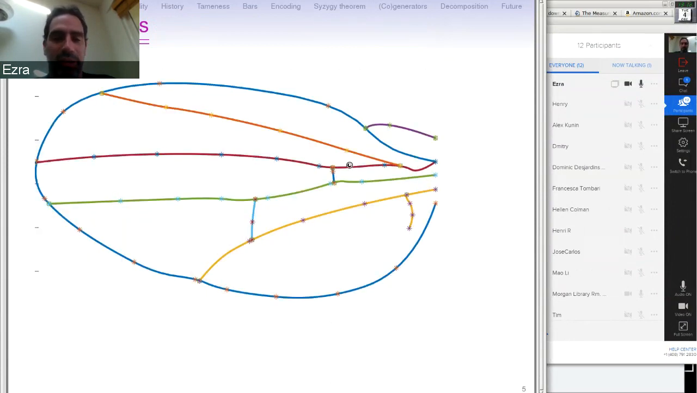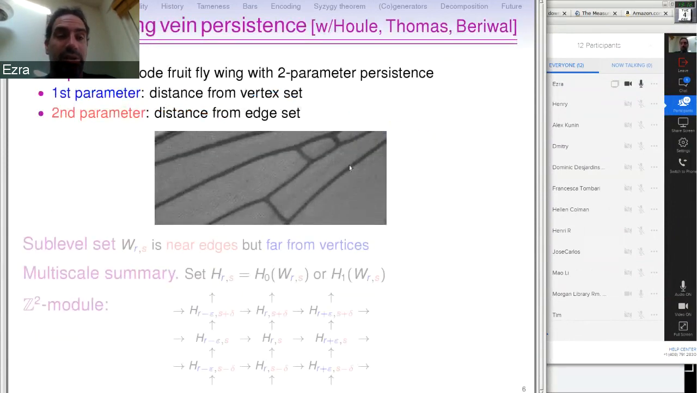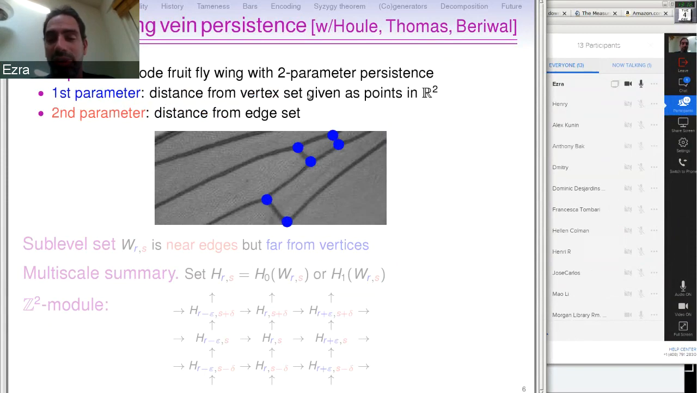Okay, let's see. So how do we encode these fly wings? We're going to use two parameters. The first parameter is going to be the distance from the vertex set in the usual way. So these are just points in R2, and we're just going to expand those. That's the usual thing that you're used to seeing. And the second parameter is going to be the distance from the edge set. These are given as Bezier curves, and we're going to expand those.